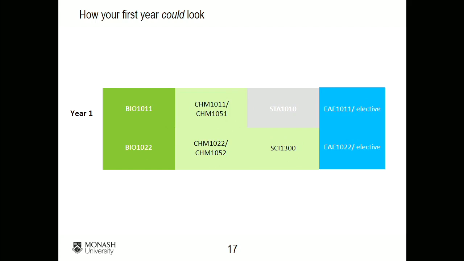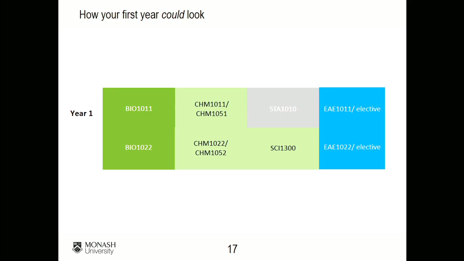So you have potentially a first year sequence in biology. You have a first year sequence in chemistry. So your Bio 1011 is your first semester unit. Bio 1022 is your second semester unit. You complete your stats unit in first semester. We have a range of science faculty units which is available to all science students.